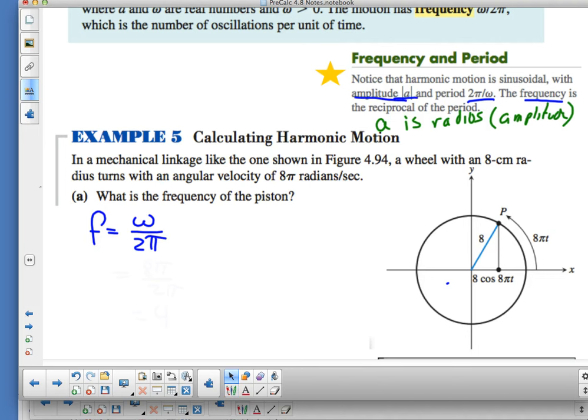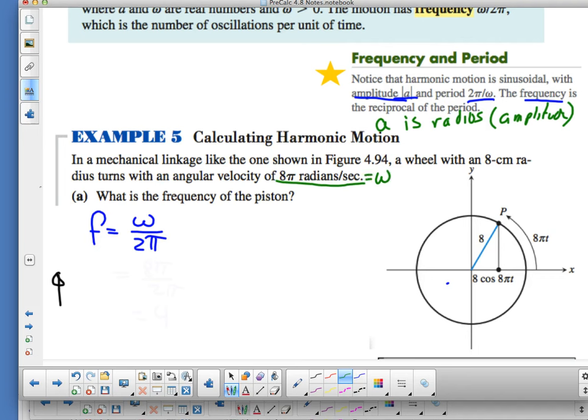Now, in a mechanical linkage, let's talk about it like this. In a mechanical linkage like the one shown in figure 4.94, right there, a wheel with an 8 centimeter radius turns with an angular velocity of 8 pi radians per second. Okay, so let's talk about a few things that I have. This 8 pi radians per second is omega.